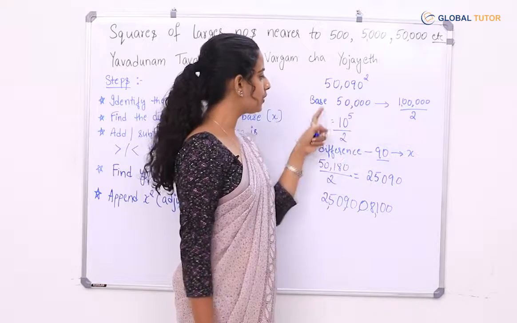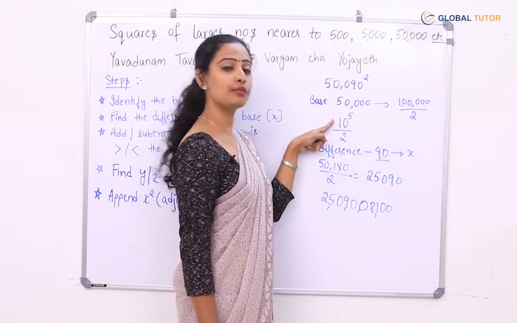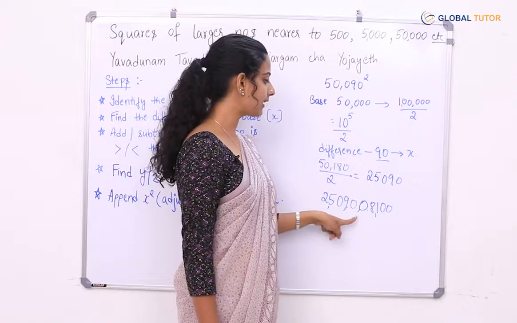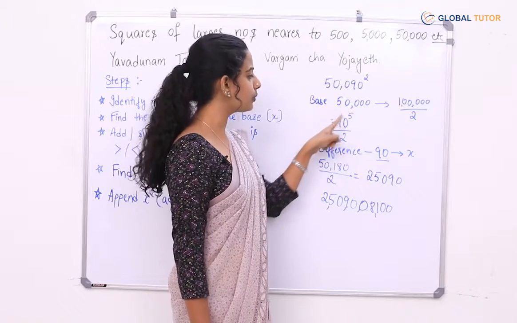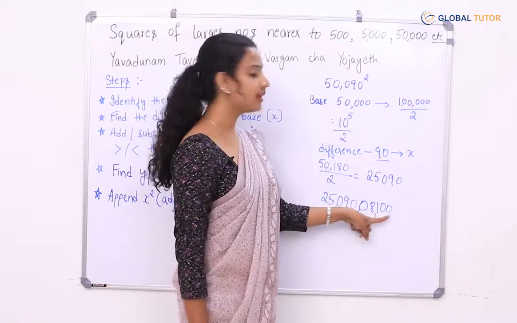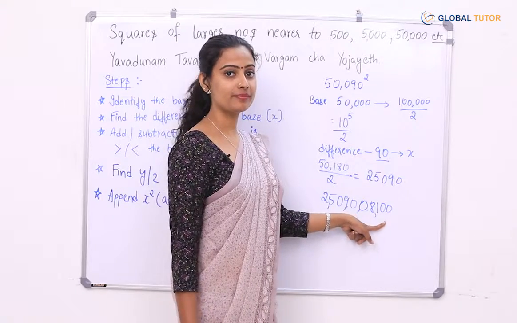So for that we wrote 10 power. So here if it is 10 power 5, then we write the x square in 5-digit format. If the 10 power 4 was there, then x square would have been written in the format of 4 digits. So this we need to remember.